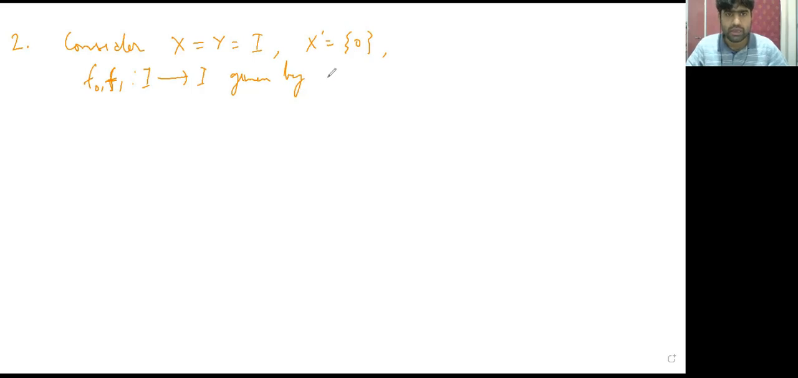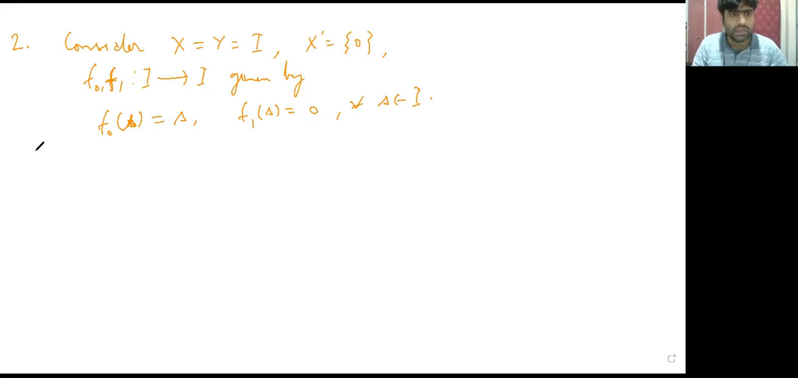In the same way, f naught of s equal to s, and f1 of s equal to 0 for every s belonging to I.